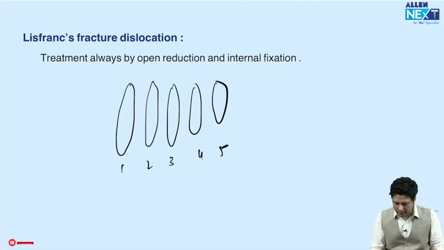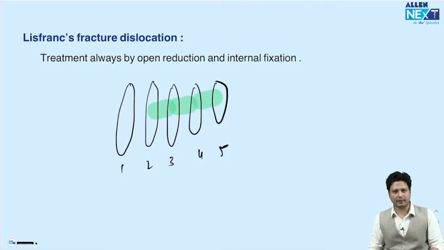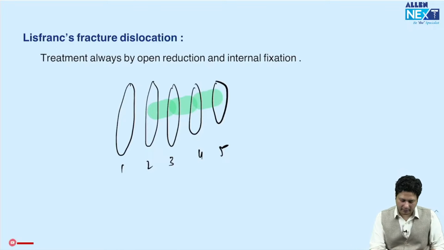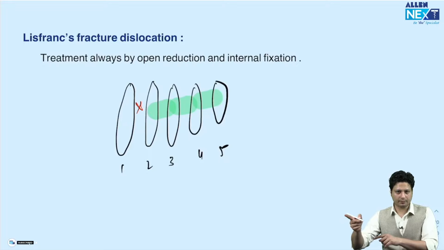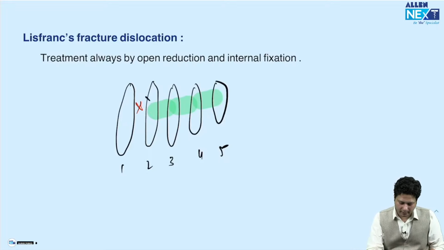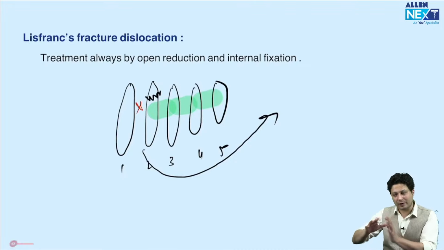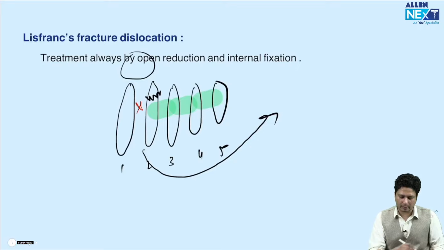All right. Now, all these metatarsals are connected by an intermetatarsal ligament. There is an intermetatarsal ligament in between 2 and 3, 3 and 4, 4 and 5. But there is no intermetatarsal connection in between 1 and 2. So if there is a fracture over here in the base of the second metatarsal, then this entire ray of the metatarsals will be dislocated from the proximal part of the tarsal bones.